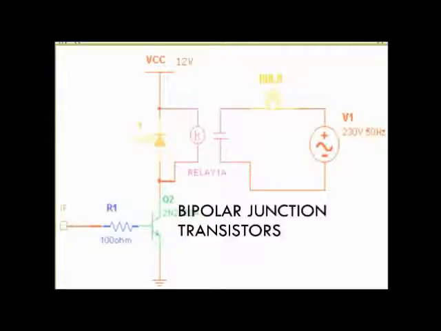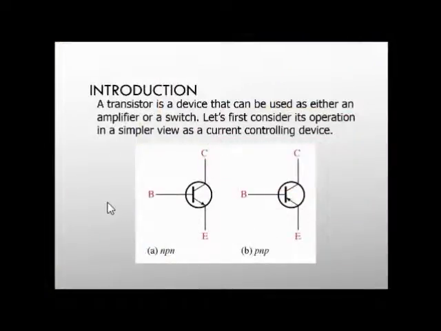So this is a circuit diagram. You can see, just for observation, where these BJTs are used. Here you can find this is the BJT. This transistor is a device that can be used either as an amplifier or a switch. Whenever a p-type material is sandwiched between two n-type materials, or an n-type material is sandwiched between two p-type materials, it forms a BJT.